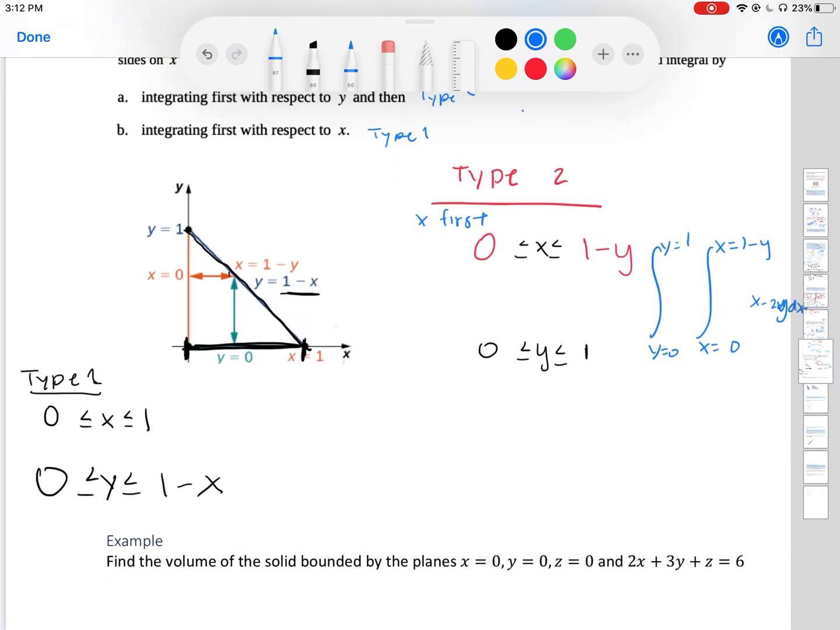Now for type 1, we're writing our argument in terms of x, so we integrate for y first. So I have y is equal to, and then we're going to have x is equal to, and when we integrate, it's going to be dy dx. So for y, we have 1 minus x to 0, and from 1 to 0 for x. And we're integrating for the function x minus 2y.